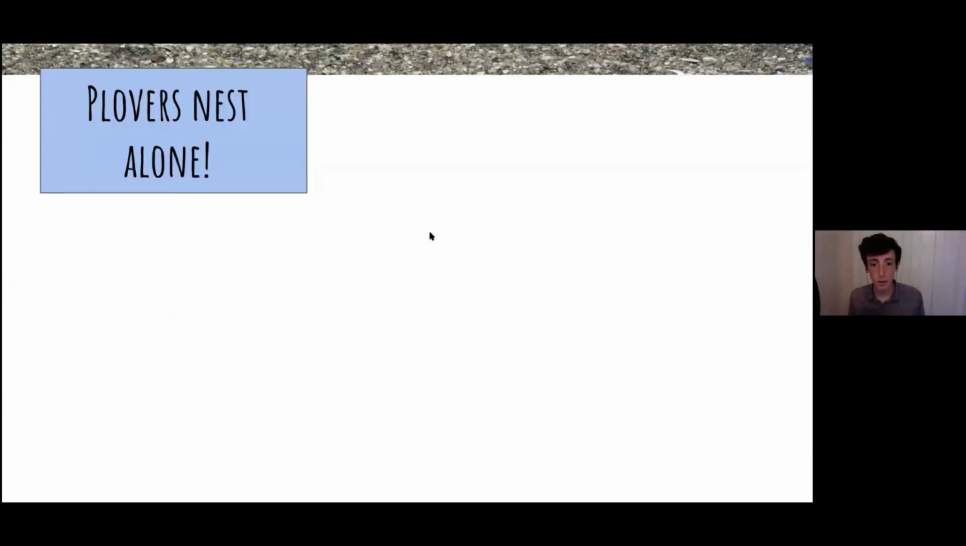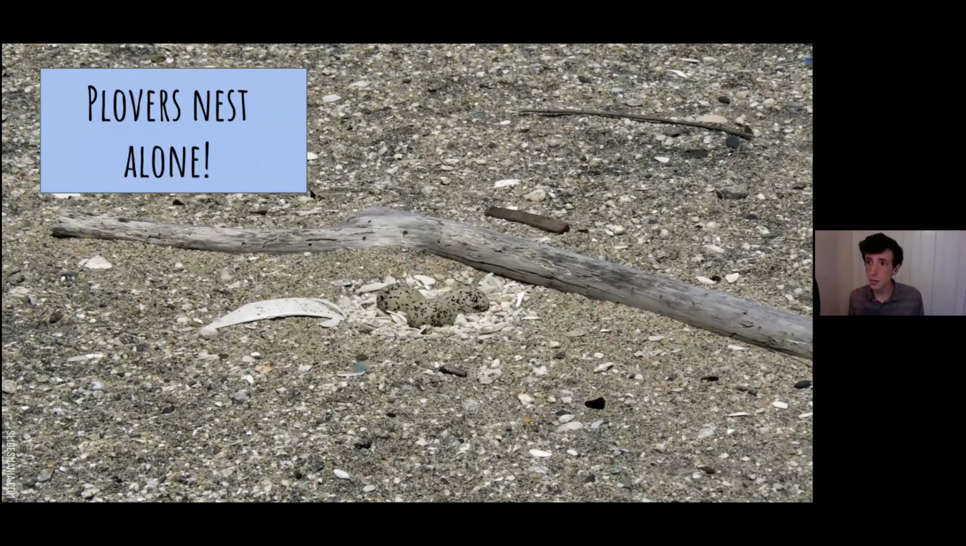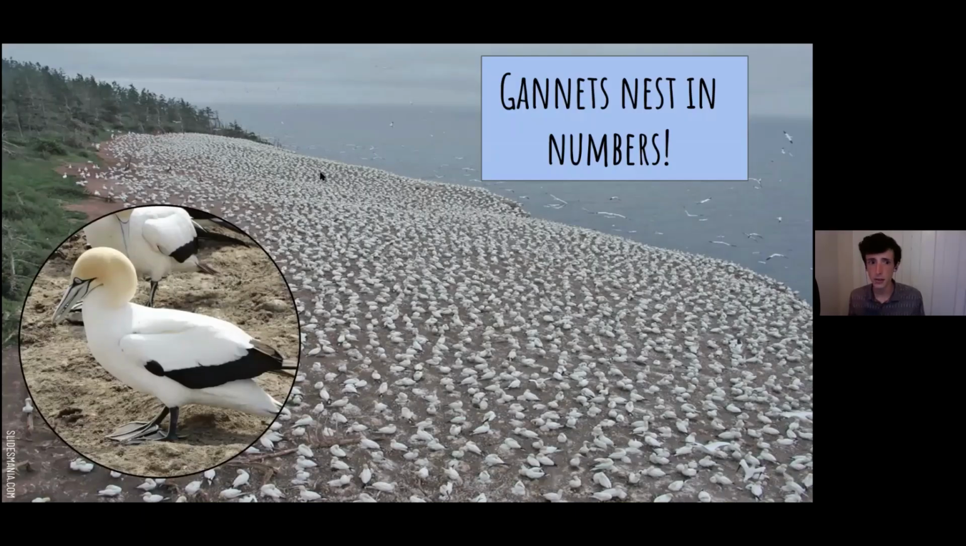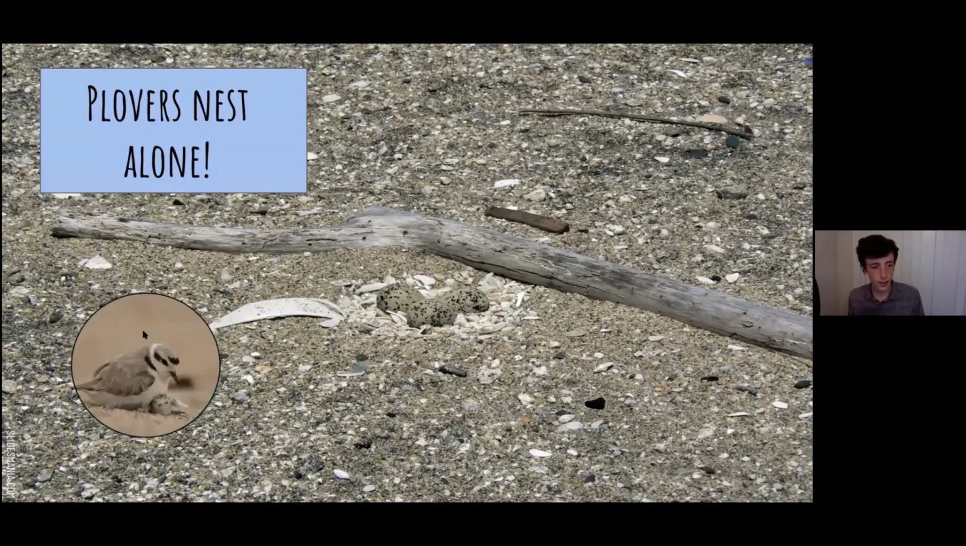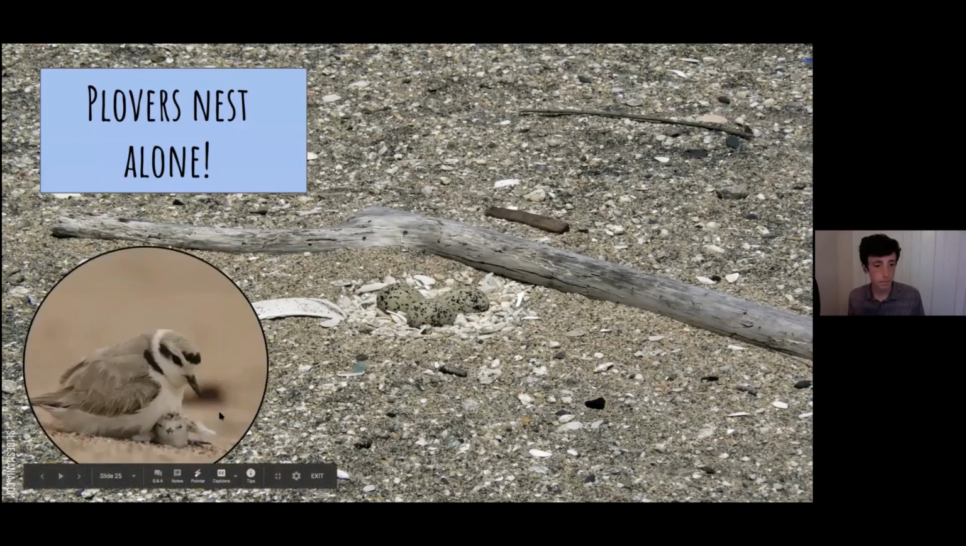But plovers nest alone. So while gannets nest in numbers, hundreds and hundreds of them, little plovers, there's only one nest. There's only one nest with 1, 2, 3 eggs. 3 plover eggs. And plovers look like this. This is a little baby plover. All 3 of these eggs are going to make one little baby plover apiece. So there's going to be 1, 2, 3 baby plovers. Now plovers are teeny tiny birds. They're really little. And plovers live in Chicago.